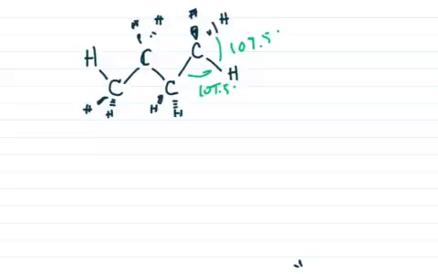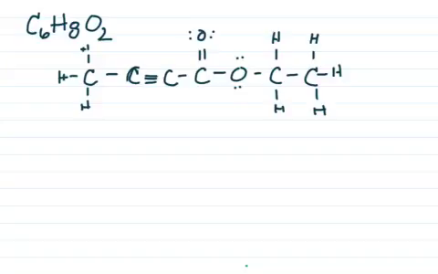Now let's try a different structure. C6H8O2. Alright, now first thing I'm going to do is draw the Lewis structure. Alright, so this is the Lewis structure I got. Now remember, I'm not going to go over Lewis structures because you learned it previously. So just do this slowly and see what you can get.